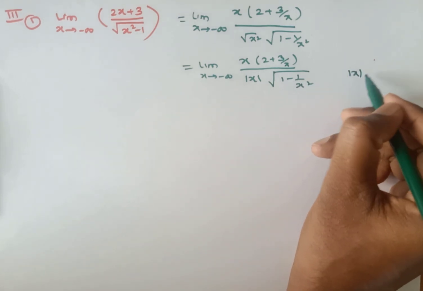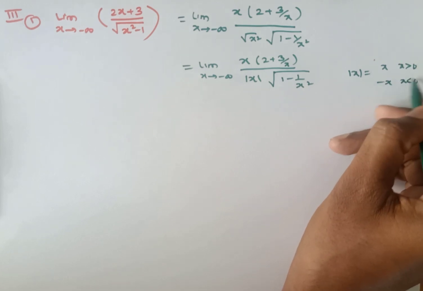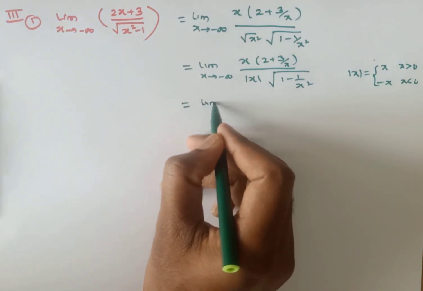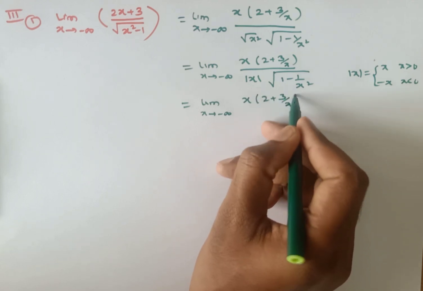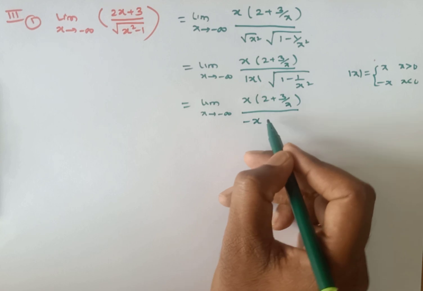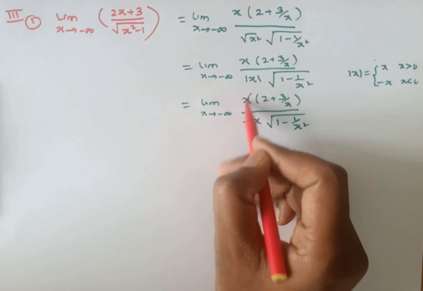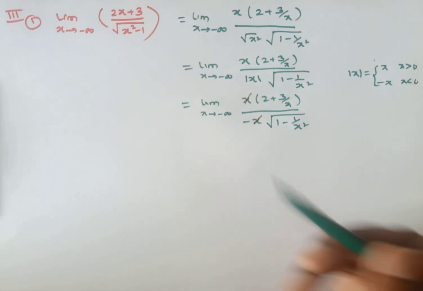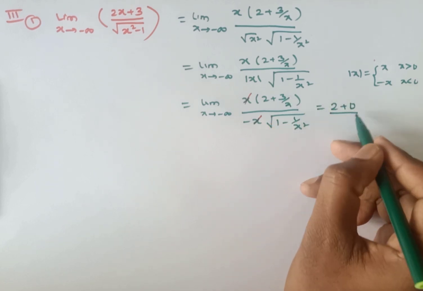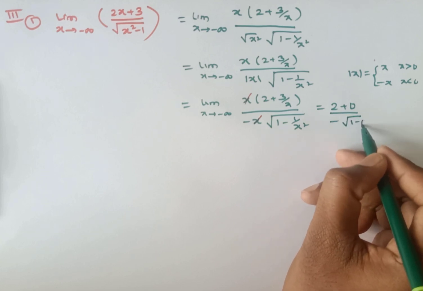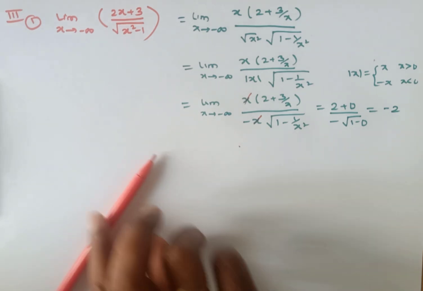Now you need to write the definition. Mod x is x when x is positive, and mod x is minus x when x is less than 0. Since x is negative, here it is x into 2 plus 3 by x divided by mod x, which can be written as minus x into root of 1 minus 1 by x square. Now x and x get cancelled. So finally, as x goes to minus infinity, 2 plus 0, since 3 by infinity is 0, divided by minus of root 1 minus 0. So finally this is minus 2. The answer for this is minus 2.